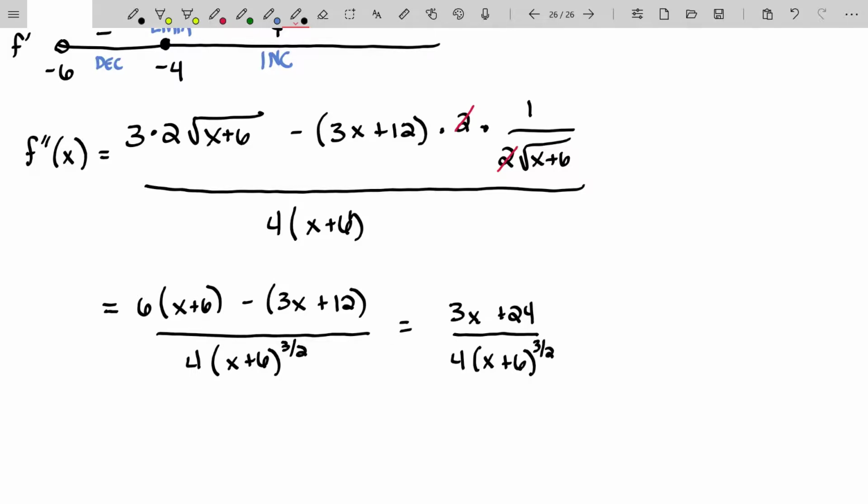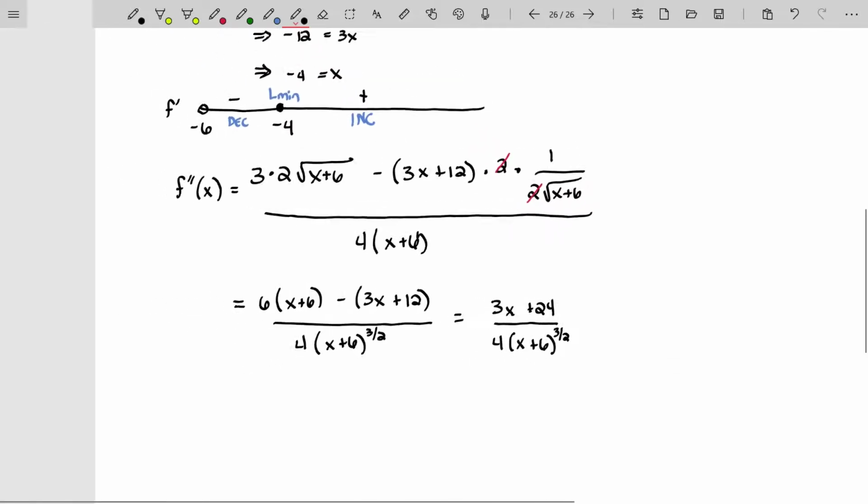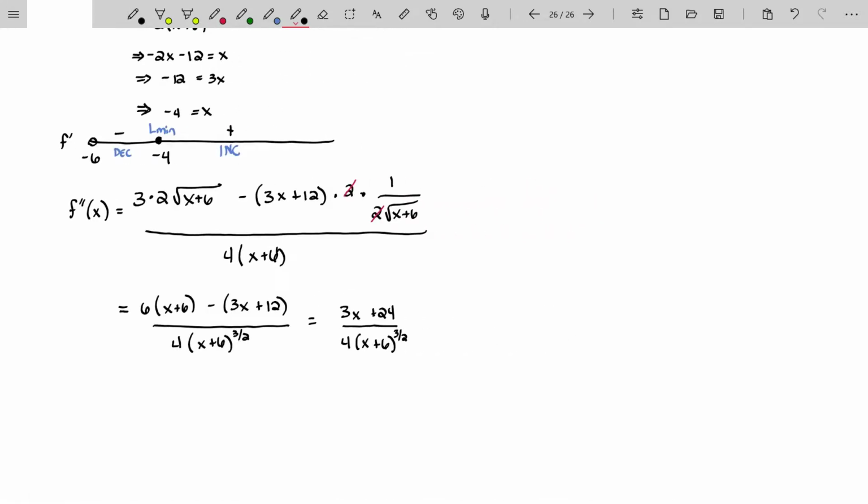You can obviously see this second derivative is undefined at -6. Technically, you could also factor out a 3 out of the numerator. That's not going to really help in this situation, but you could have done it. But I'm not going to do it.